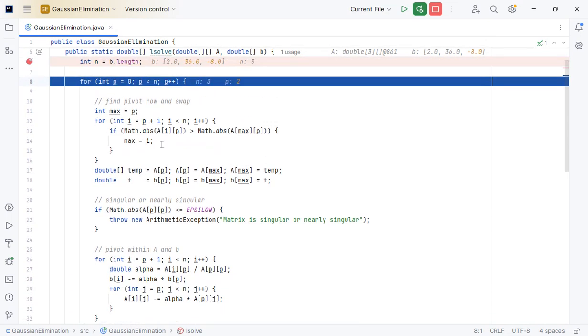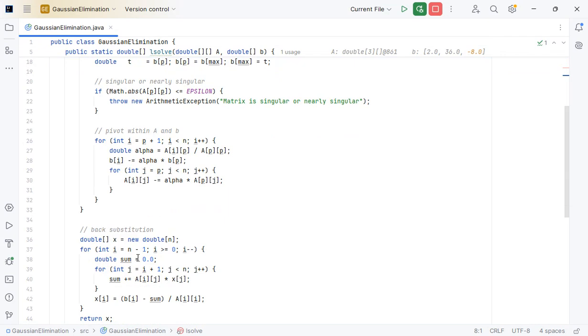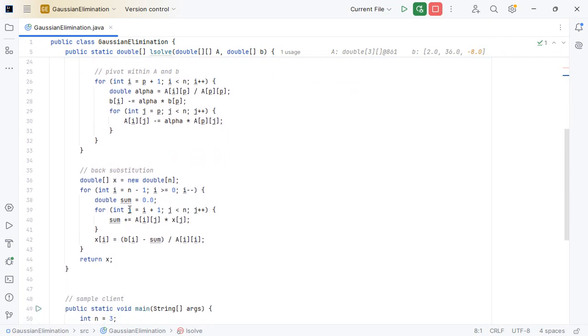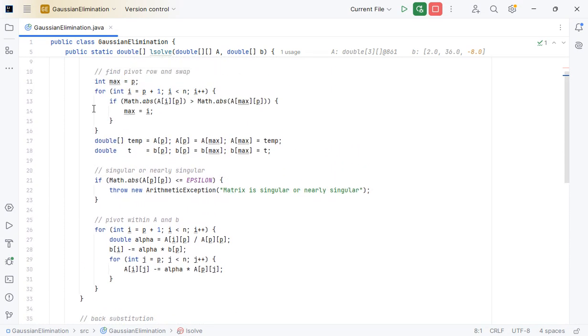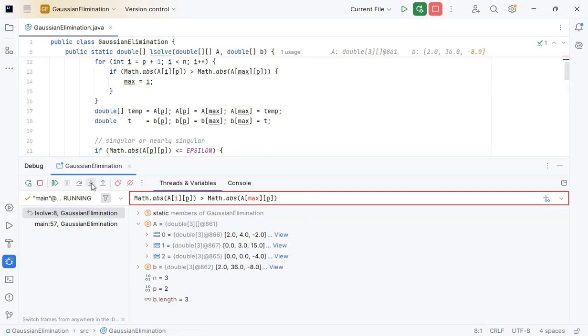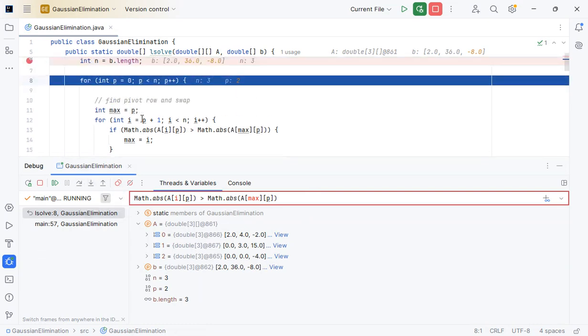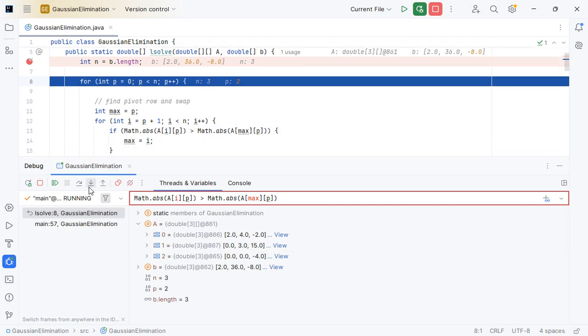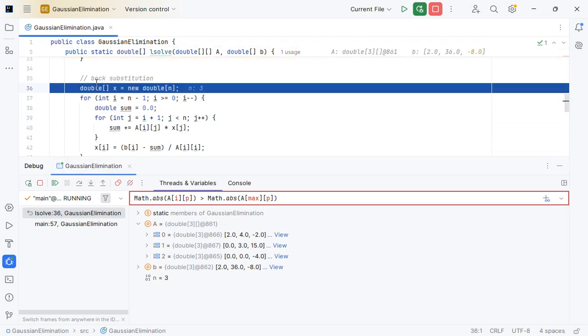We are going to finish this, and then we have to make the back substitution in order to receive the answer. So now we need to go forward, and where is my debug here? So we go forward because we are not going inside this cycle anymore, and now you see we are going to back substitution.